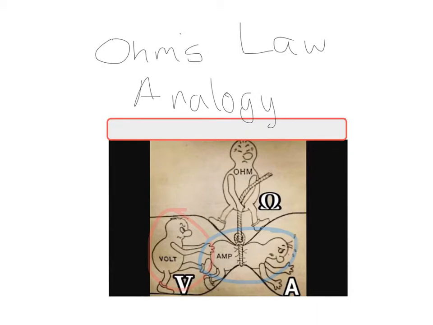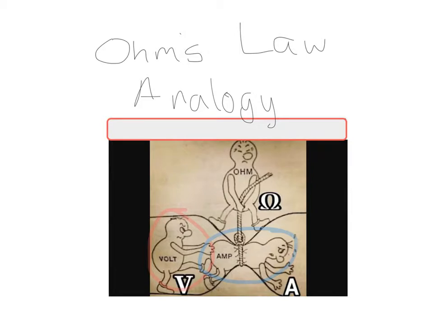Now, amps represent the flow of electrons. The amps are pushed by the volts and they are slowed down by the ohms, the resistance of the circuit. So the voltage is the fellow in red. He's pushing the amps, which is the rate of electrons, through the circuit. So if you have, say, 10 amps, think of that as 10 electrons flowing through the circuit per second.